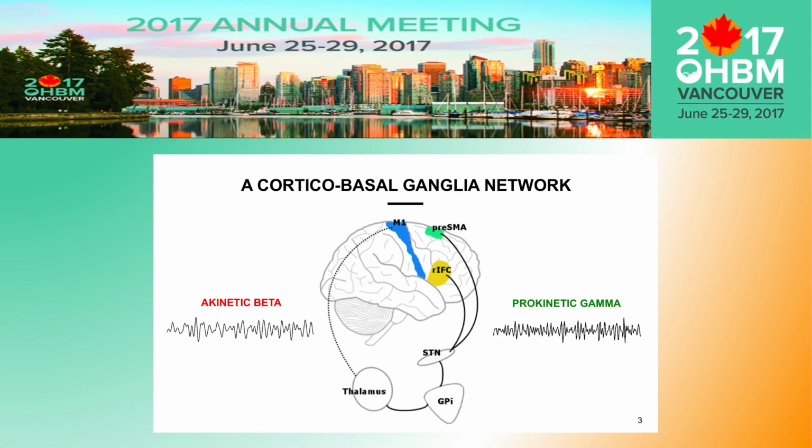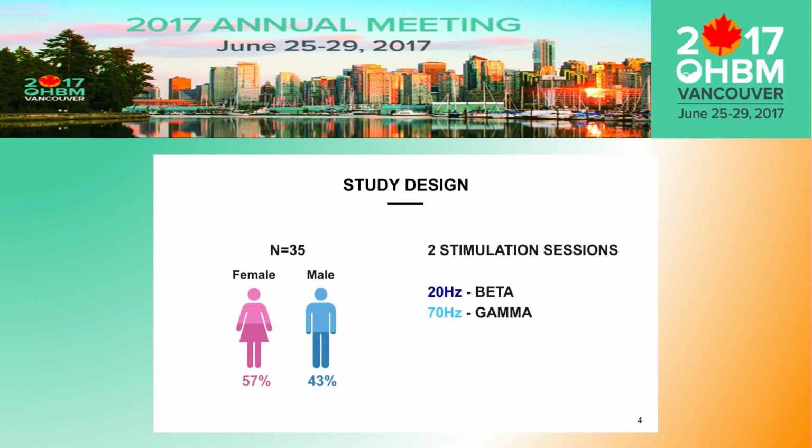In this study, we set out to determine if these beta and gamma oscillations are actually causally related to motor control and are not just merely epiphenomenal. To do this, we recruited a sample of 35 participants between the age of 20 and 30 years old and applied transcranial alternating current stimulation, or TACS, in a 20 or 70 hertz stimulation frequency.